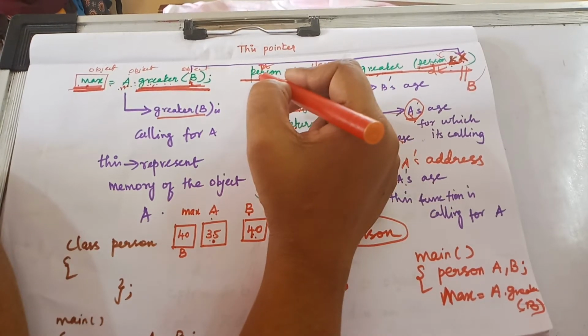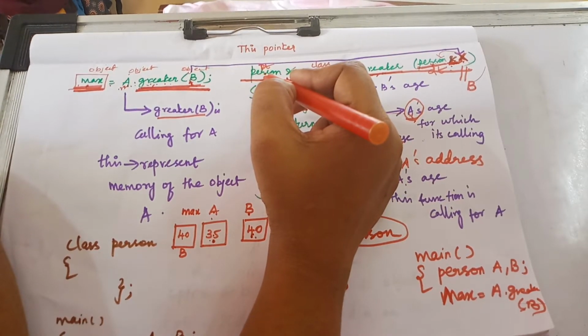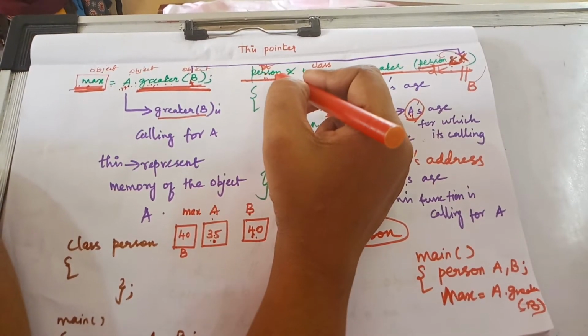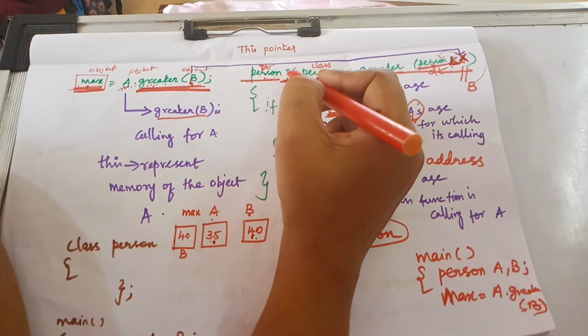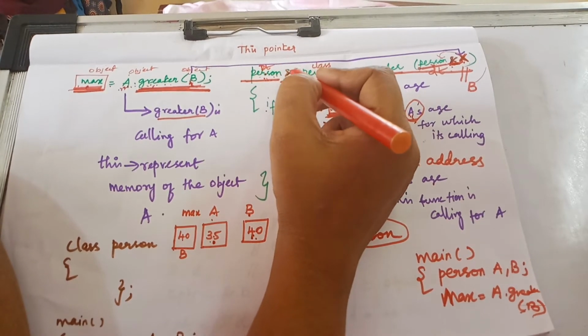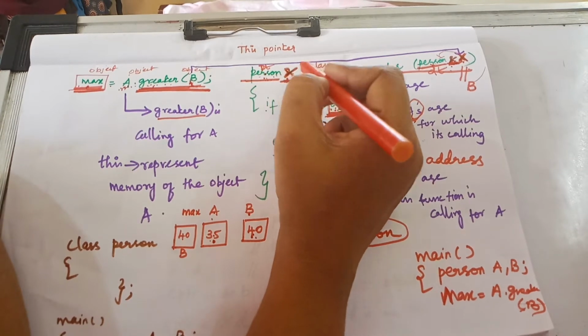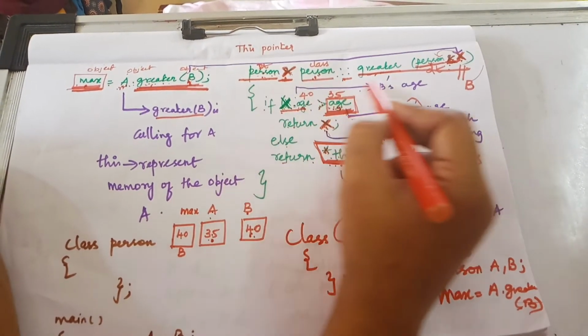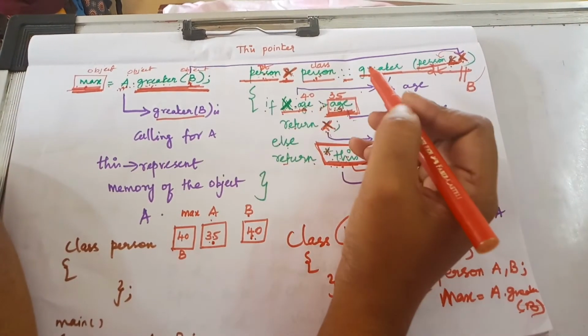The return data type is again the class name, that is person. The return type is also person. Okay, and it returns the address. That's why we are using this ampersand symbol. Okay, so this is the explanation for the member function definition.